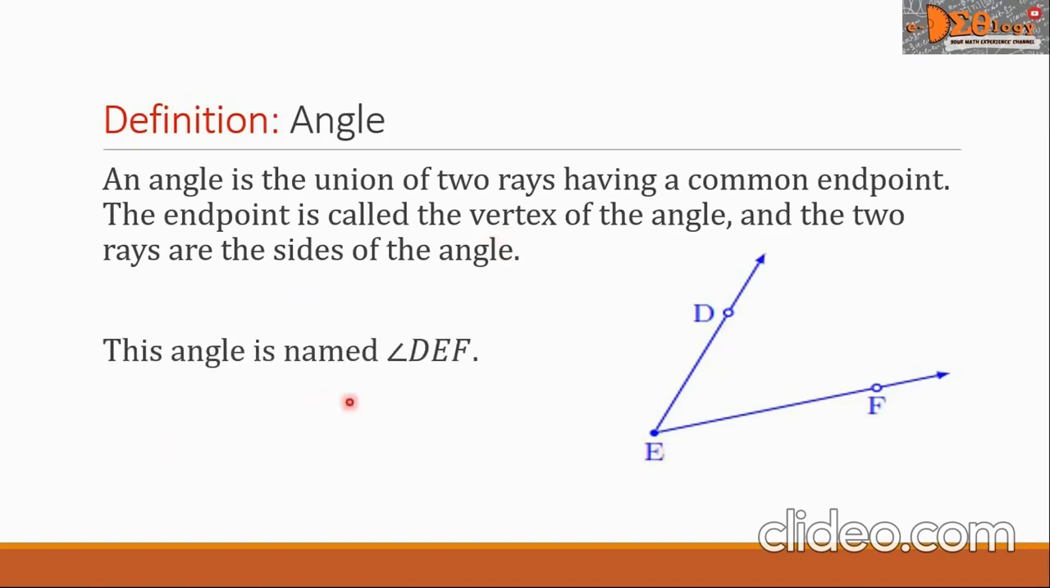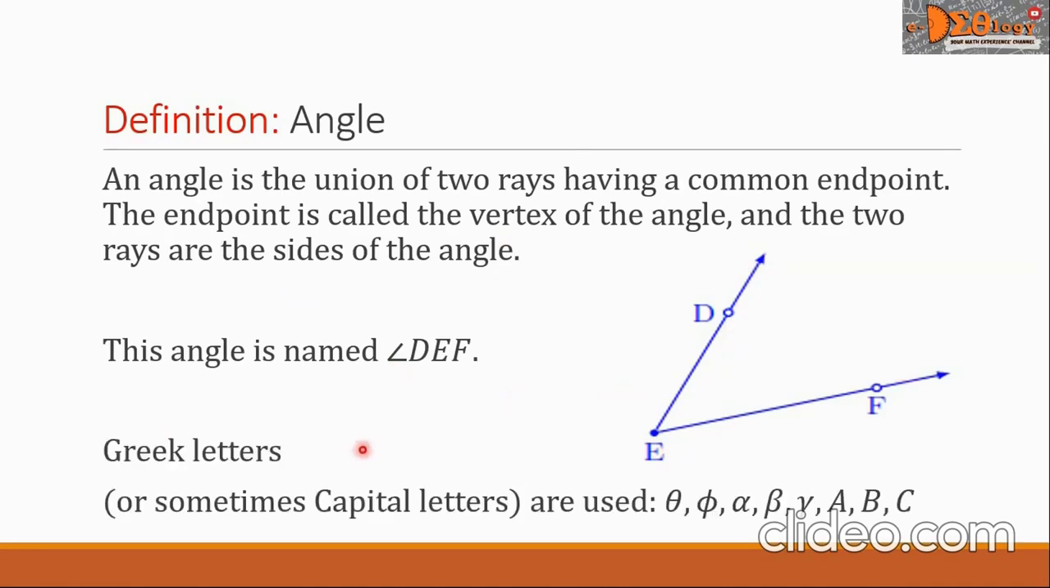This angle is named angle. This symbol is used to denote an angle. So this is angle DEF. Greek letters or sometimes capital letters are used to denote an angle. The symbol theta is used. Also the symbol phi. This is alpha. And the symbol beta. The symbol gamma. The capital letters A, B, C, and so on.